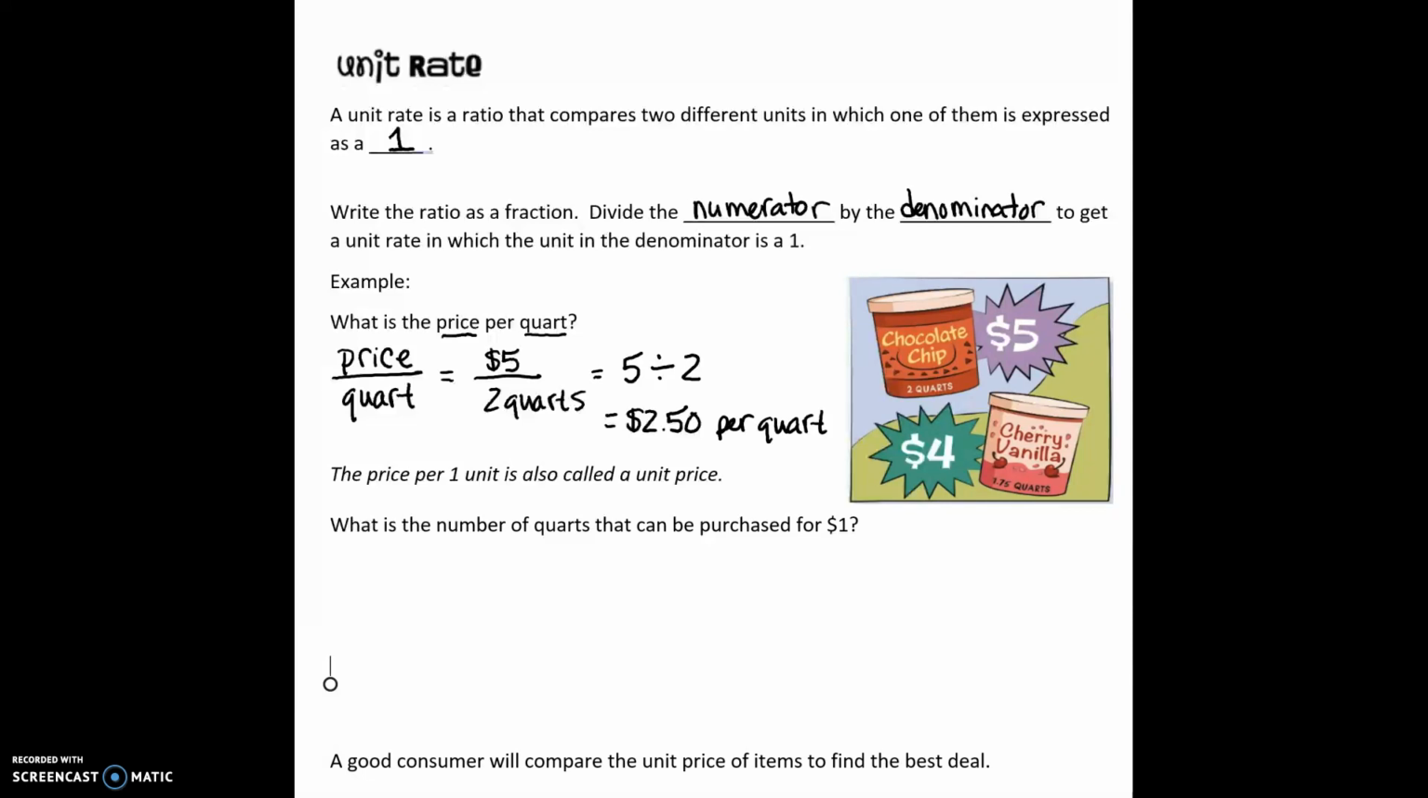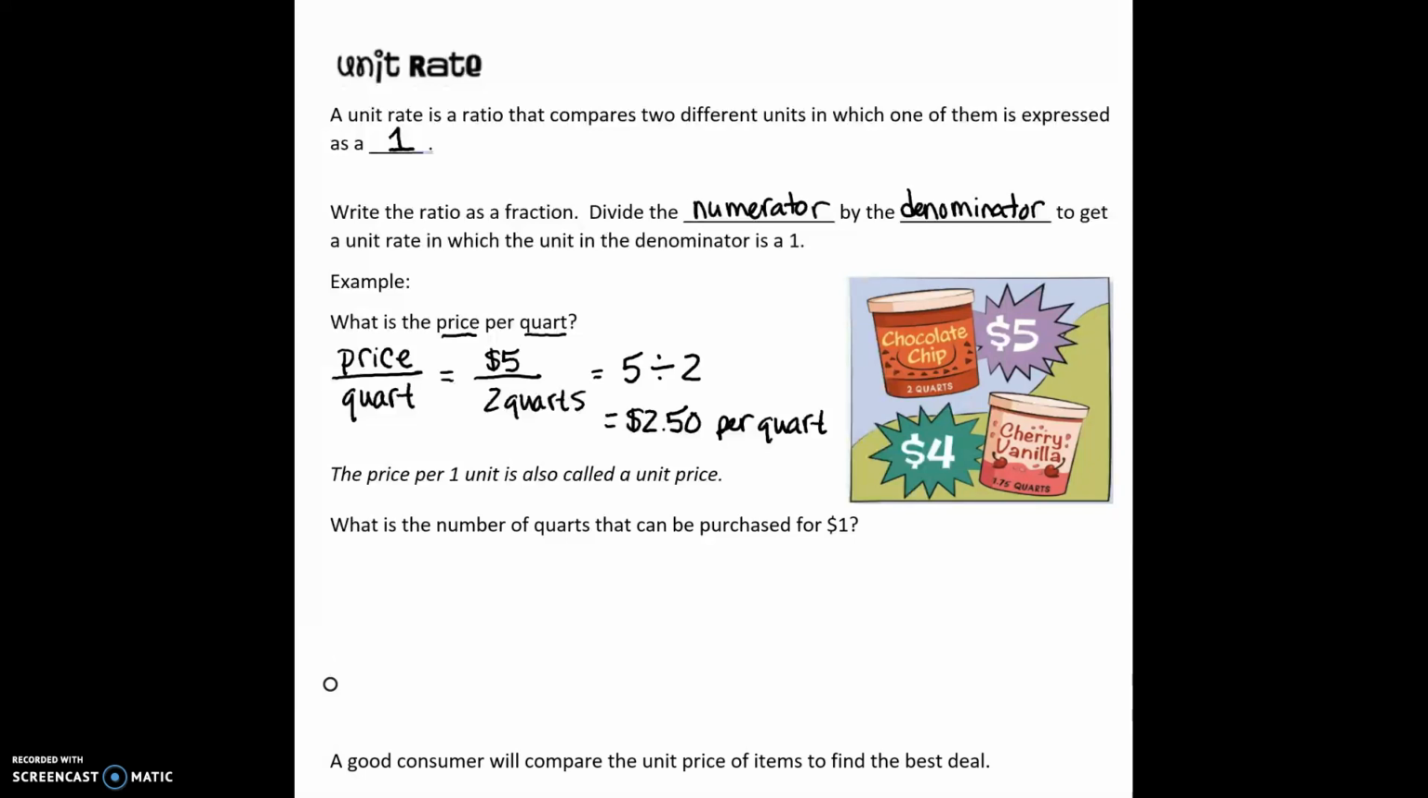So because I wanted to find out the price per quart, I wanted the size to be my 1. So I had to put the size, or the number of quarts, in the denominator of my fraction here. So when I divided, it was cost divided by size. When the price per 1 unit, I calculate that, it is also called the unit price. So in this case, $2.50 is also the unit price because it's the price per 1 quart.